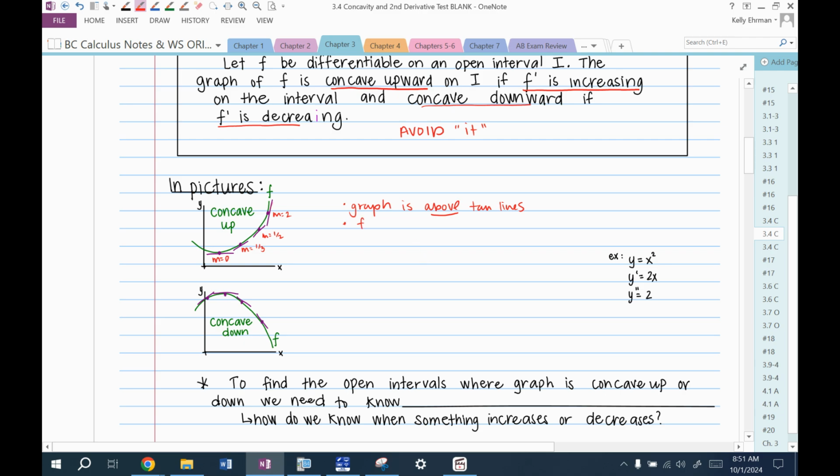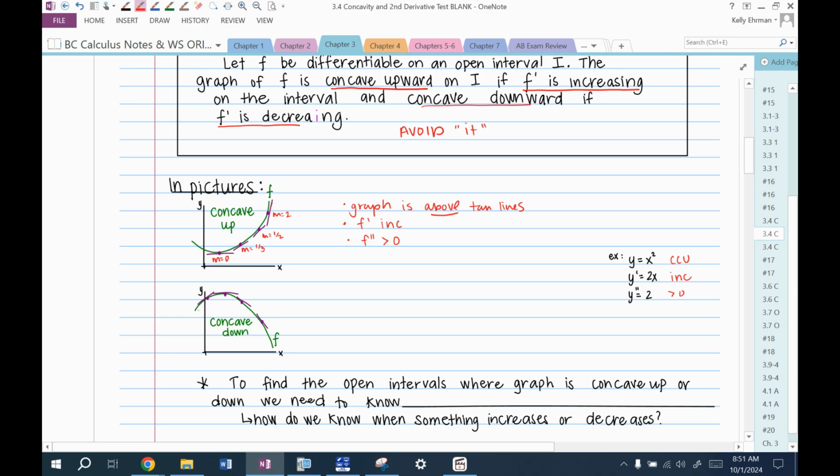And we also can see that f prime is increasing. That means the second derivative, if a function is increasing, the derivative of that function is positive. So here's an example of a concave up function. We know x squared is concave up. We know its derivative is 2x. That is an increasing function. And we know that 2 is a positive number.